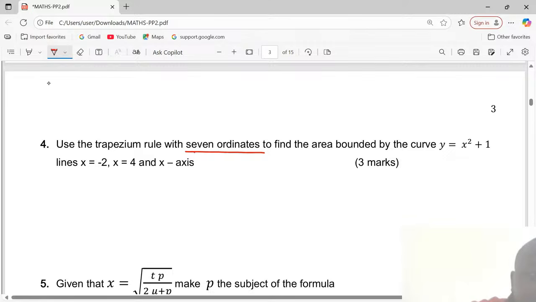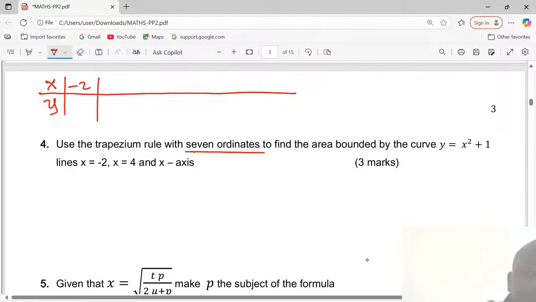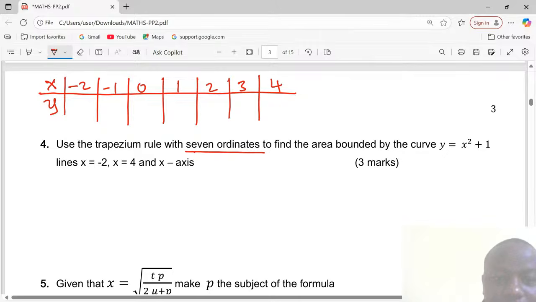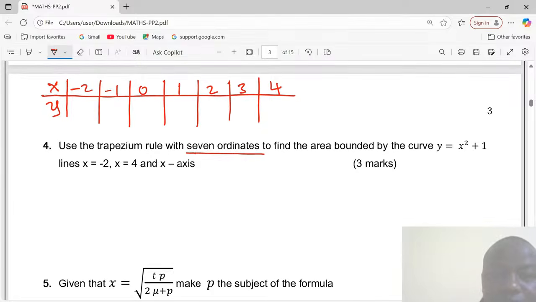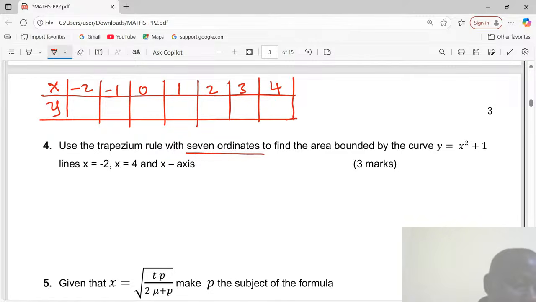In case we write the values of x between -2 and 4, how many ordinates are we going to achieve? From -2, -1, 0, 1, 2, 3, 4. These are the ordinates. They are automatically 7. The question is demanding we use 7 ordinates. Just a precaution: sometimes you'll be given ordinates which are not going to fit when you use intervals of 1 unit, the way I have used.